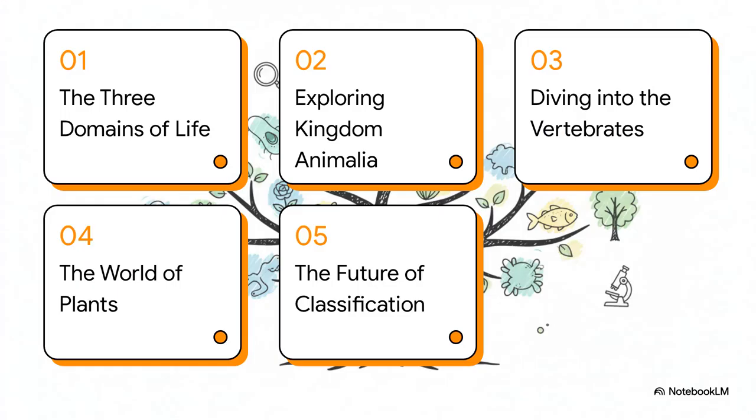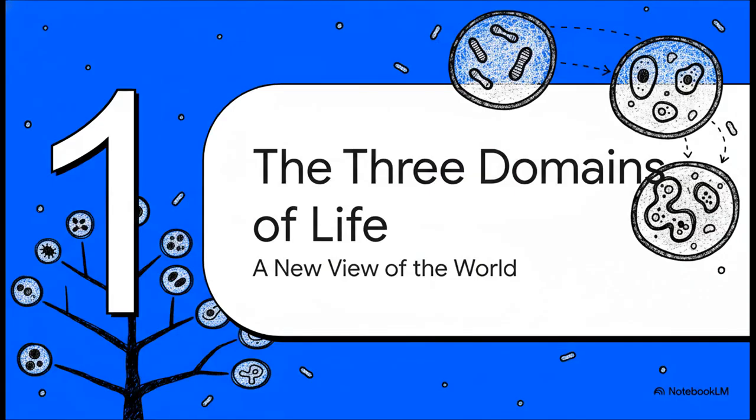Okay, so here's the game plan for our journey today. We're going to start with the absolute biggest picture, the 3 domains of life. Then we'll zoom in on some of the amazing details in the animal and plant kingdoms. And finally, we'll take a peek at where this whole science is going. So let's kick things off at the very, very top.